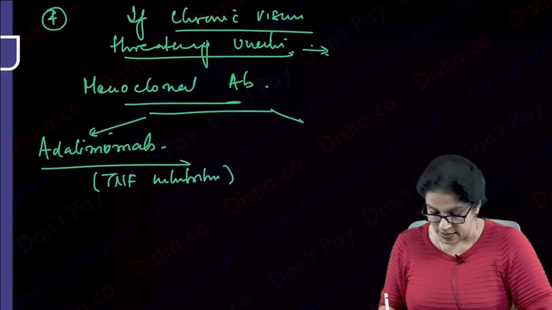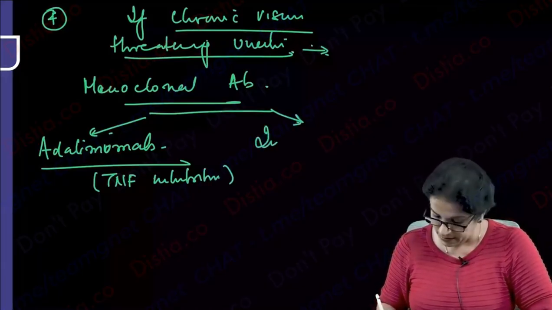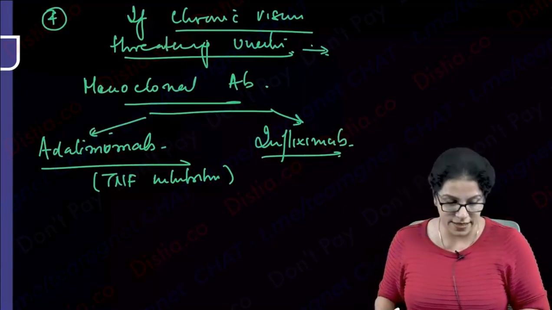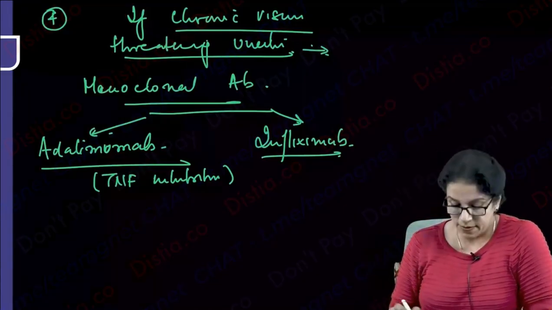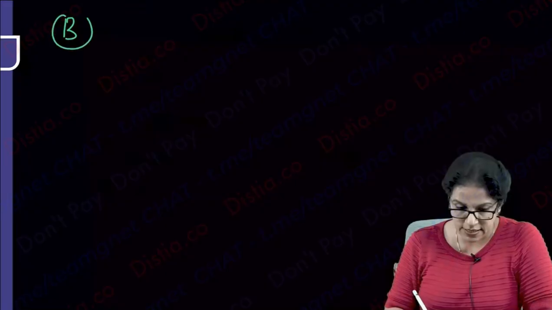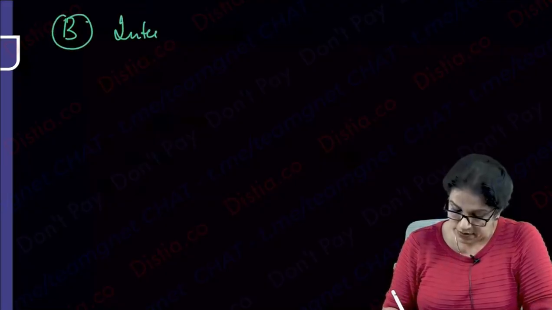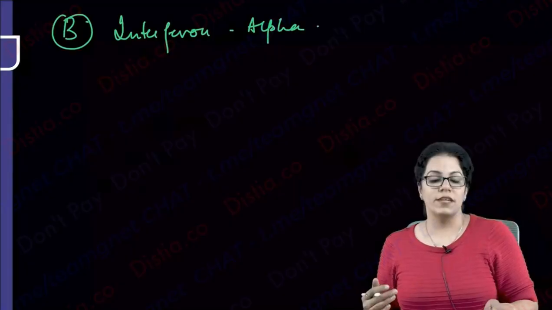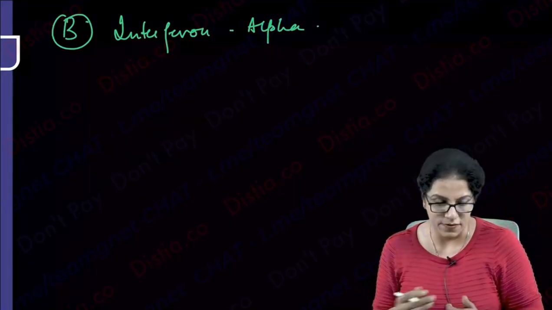Another one is infliximab. So these are some newer modalities which needs a mention, right? Apart from these monoclonal antibodies, let's put it as A. The second thing that you can notice, interferon alpha. Right? All these are used for your control of inflammation.